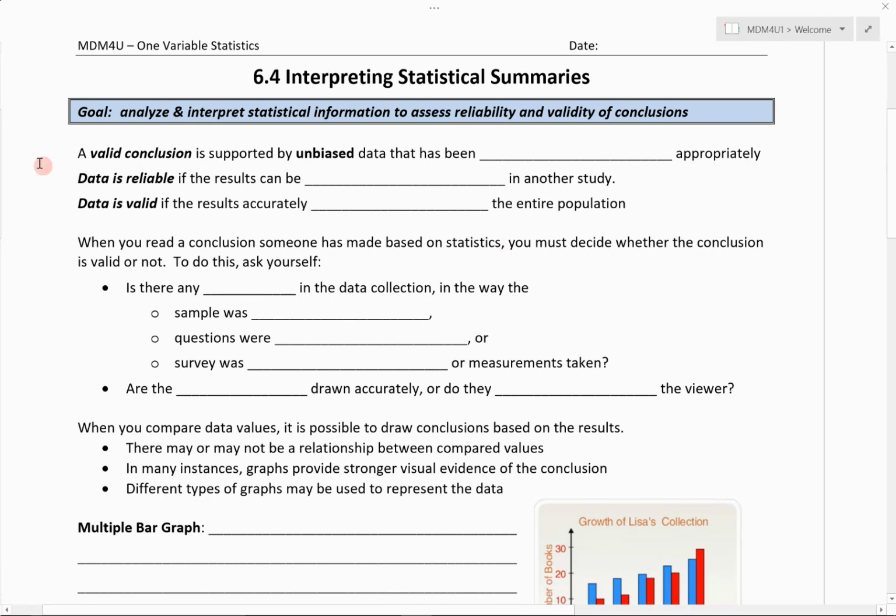A valid conclusion has to be supported by unbiased data. We're talking about bias in terms of your sampling technique, as well as the way you gather your data in terms of the surveys that you do. So it's supported by unbiased data that has been interpreted appropriately.